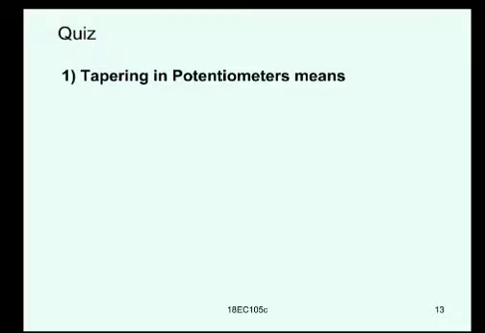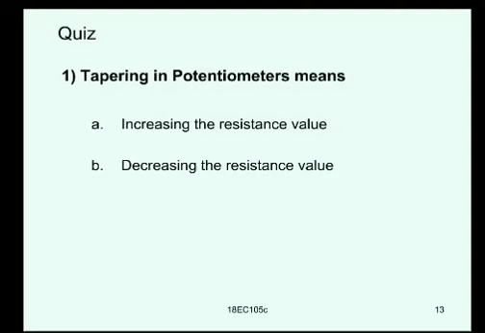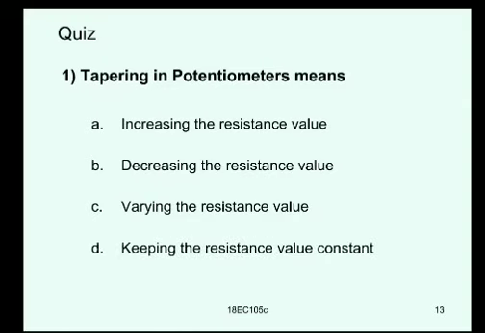Let us see a small quiz on the topic we have just now covered. The tapering in potentiometer means: A. Increasing the resistance value, then decreasing the resistance value. Choice C is varying the resistance value, and 4. Keeping the resistance value constant. Which is the right one? It is varying of the resistance value.